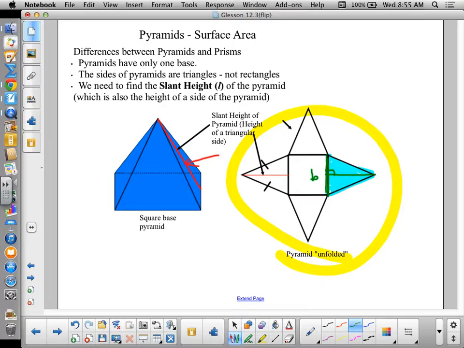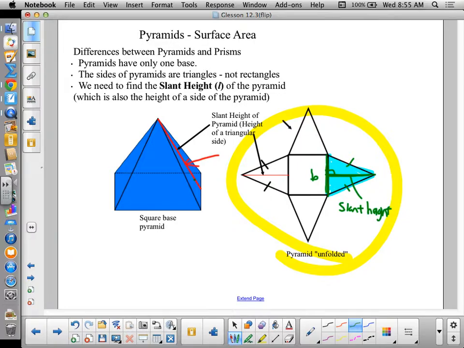Now, we're only going to be working with pyramids with regular bases, so we don't have to worry about anything special here, and these are always going to be isosceles triangles, which kind of makes things a little bit easier. But this height is what we're going to refer to as our slant height of the pyramid. The height of that triangle is the slant height of the pyramid. And on the face of the pyramid, it looks like you see on this red line right over here. So the slant height is used to help find the surface area of the pyramid.